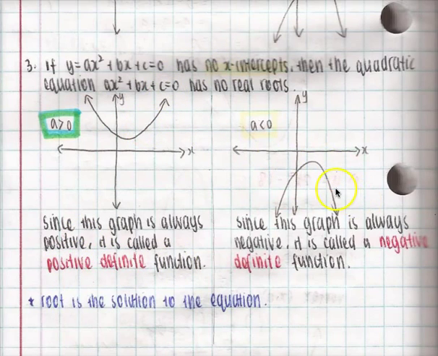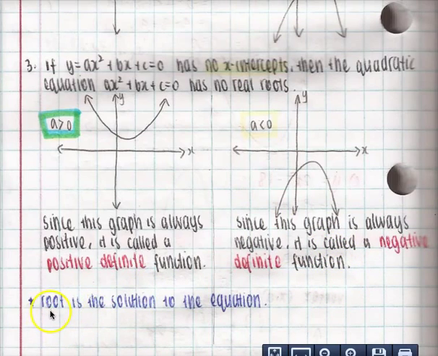Okay, looking at this parabola, it's concave down. It never cuts through the x-axis. There will be no solutions to the equation ax squared plus bx plus c equals 0. Therefore, we say it's got no real roots. Now look at the values of y down here. They're always negative. So we say that parabola is definitely negative all the time, but that's not the terminology we use. We use the word negative definite. So since the graph is always negative, it's called a negative definite function.